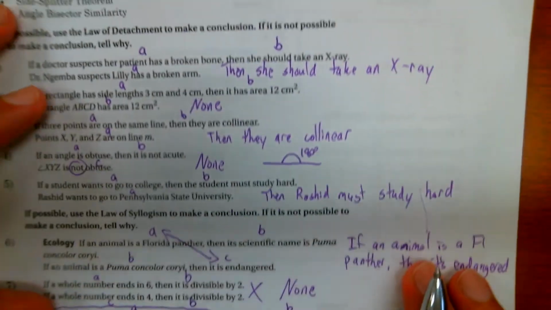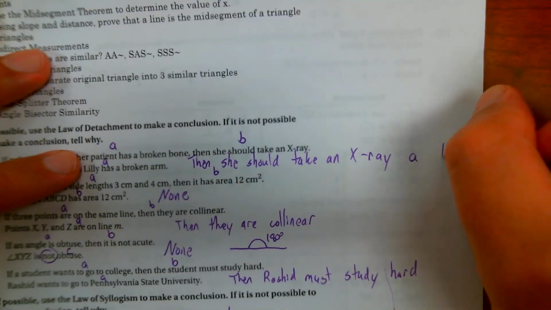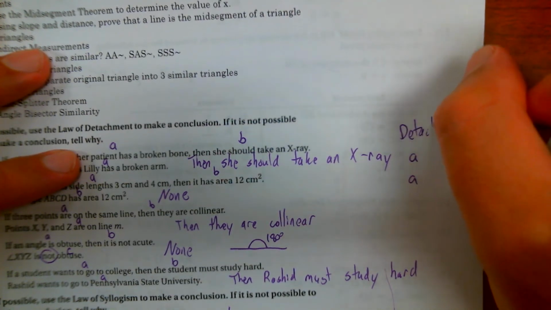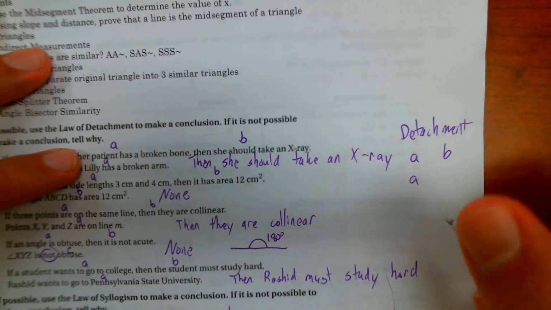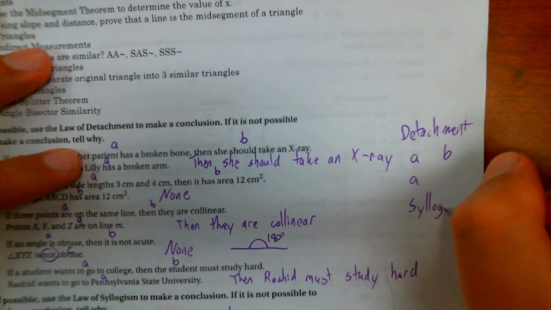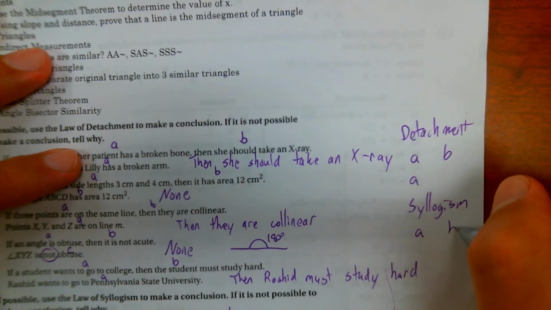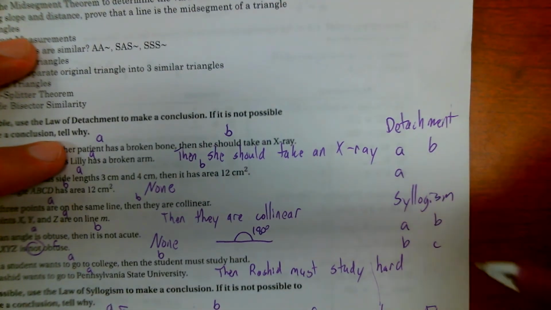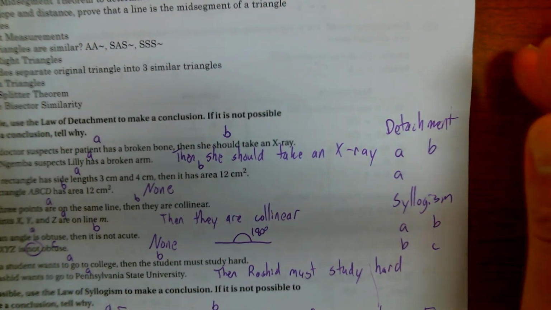Okay, no conclusion I can make there. So just to recap, for law of detachment, you have to have A and B and then another A. That's detachment. For syllogism, you have to have an A and a B and then a B and a C. Okay, and those are the only ways you can set that up so that you can make your conclusion.